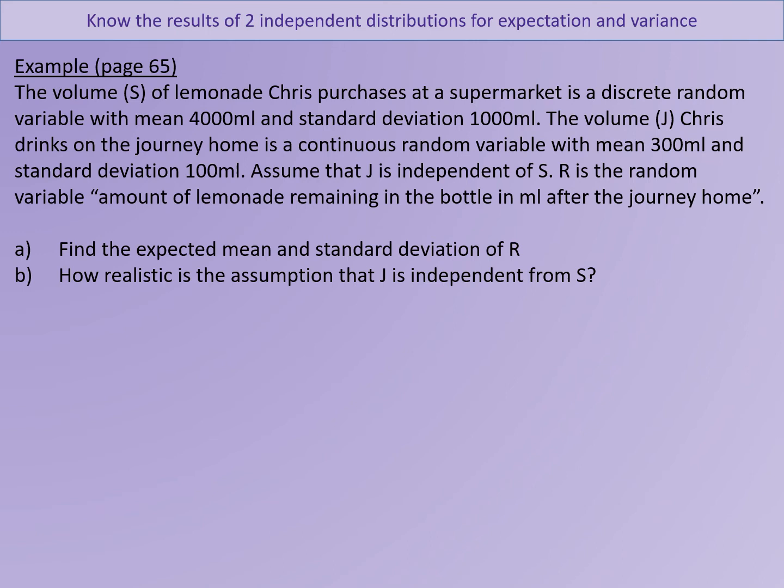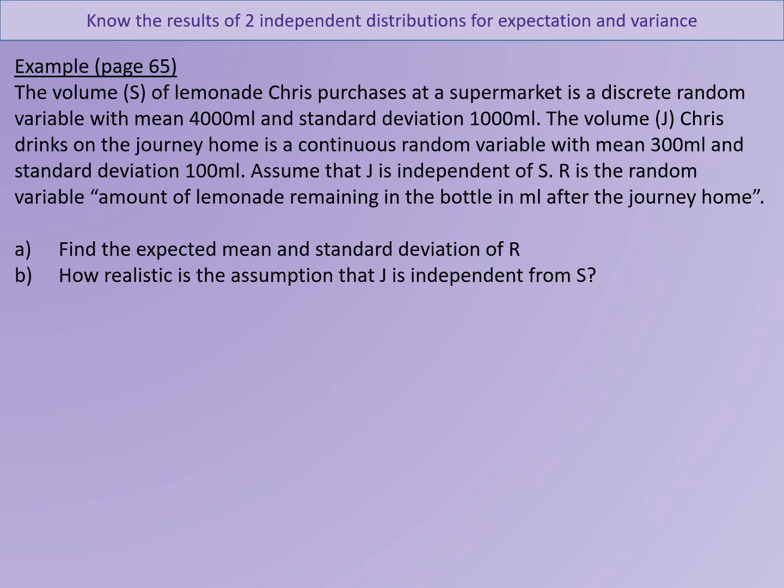The volume that he then drinks on the way home would be a continuous random variable. This is denoted by J. And the mean is 300 millilitres, the standard deviation is 100 millilitres. We're going to assume that J is independent from S. R is then the random variable, the amount of lemonade that is left in the bottle after his journey.